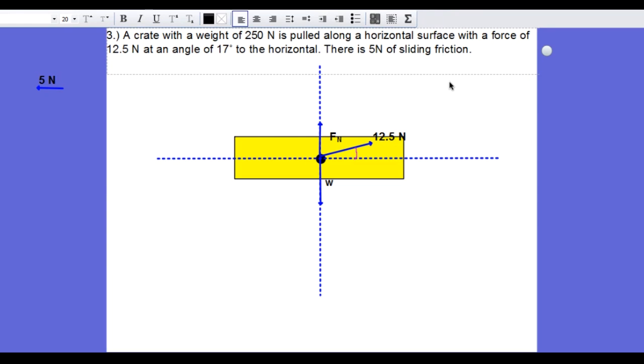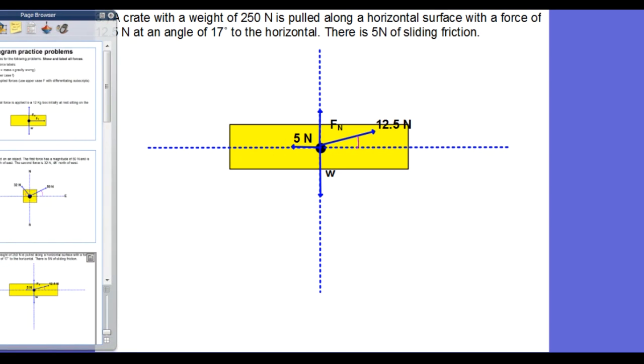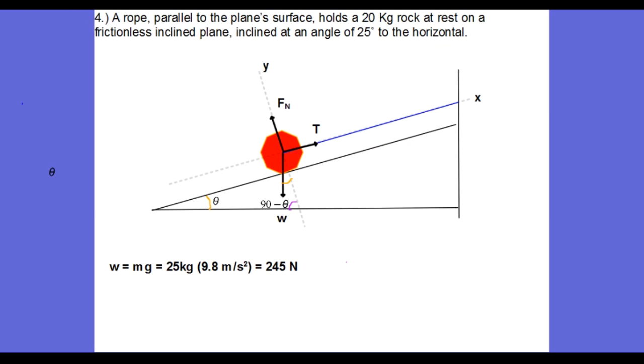Friction always opposes motion. So if I'm trying to pull it to the right, my frictional force will be to the left. Okay, those are the forces acting on the crate. All right, next one, a rope.